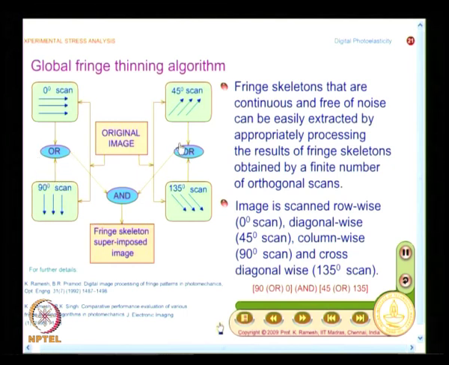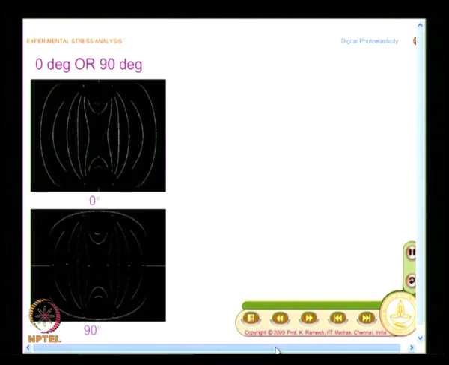And you have another set of orthogonal scans, 45 degree scan and 135 degree scan. Here again, when I do this, I get the fringe skeleton complete, but noise is in a different orientation, fortunately. And when I take an AND of these two results, I get the fringe skeleton totally free of noise, and this took us almost a year to develop. It was not as it takes me 5 minutes to explain, and I will also show you the results. If you see the results, you will know, and this is what is shown.